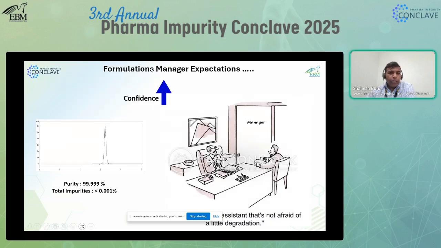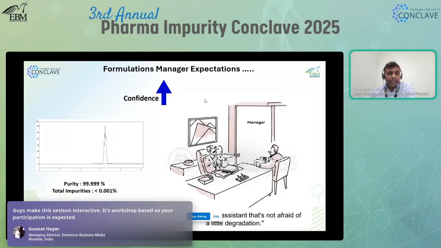when this chromatogram is seen by the formulation managers, yes, they get very high confidence. And the manager is always looking for an assistant that's not afraid of a little degradation when you have such a kind of product. So they are very confident on this.